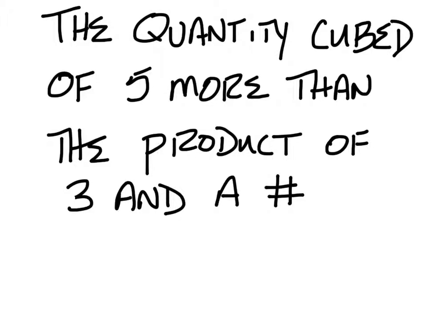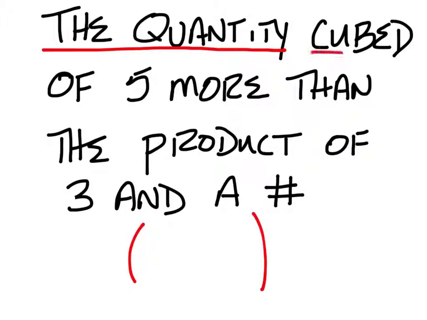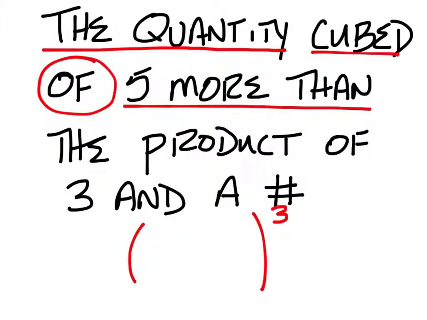The quantity cubed of 5 more than the product of 3 and a number. So start up here. The quantity means what? Parentheses, and the quantity what? Cubed, so that's the third power on the parentheses. Of means we're now going to go inside. 5 more than means what? Add. We're adding 5, and does it go on the left or the right? On the right. 5 more than the product of 3 and a number. How do I write the product of 3 and a number? 3x. There it is. That's the quantity cubed of 3x plus 5.